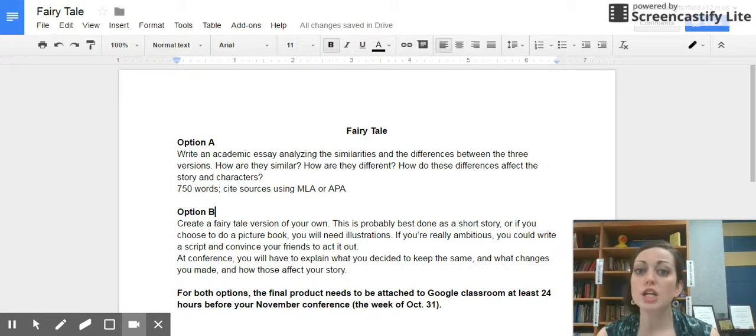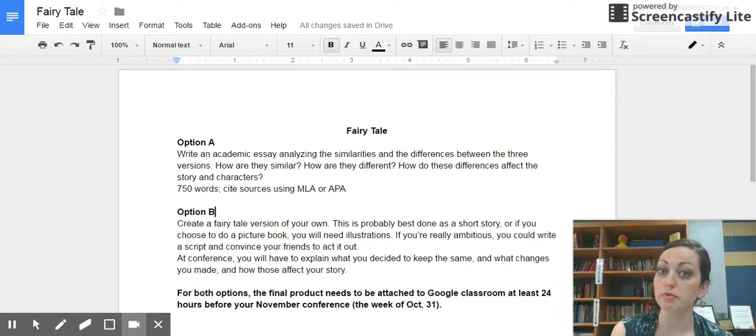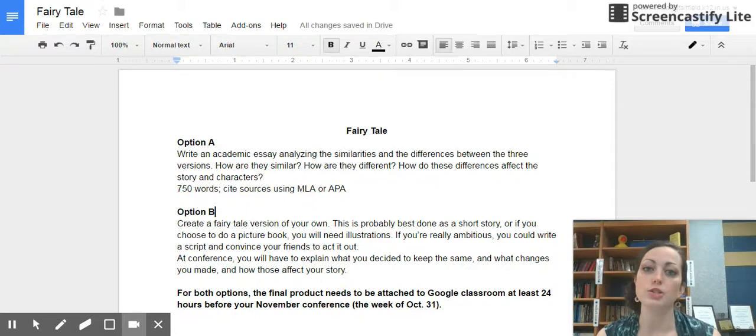At the conference, you're going to have to be prepared to explain how your differences affect the story and how you change things from the versions that you read. So instead of writing out that thinking, you're going to have to explain it in person. For both of these options, I need the final products attached to Classroom 24 hours before the conference that you sign up for in November.